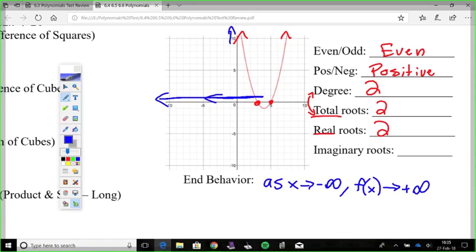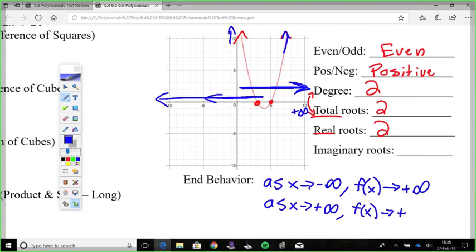Now we'll do the right side. So the right side, as the function moves to the right side, which means as x is approaching positive infinity, right? Because if you're moving this direction to the right, you're going towards positive infinity on the x-axis. As you move to the right, the function's going up on that side as well, which means the function is going towards its positive infinity too. So there's your end behavior.